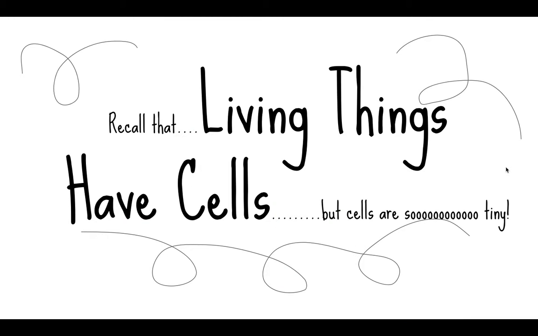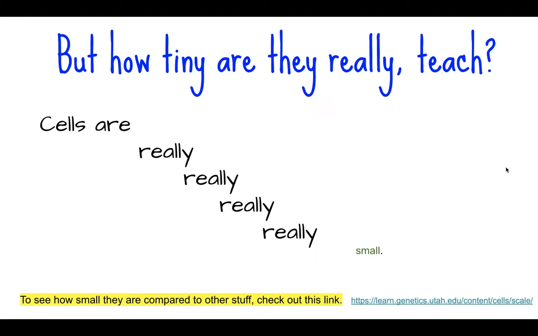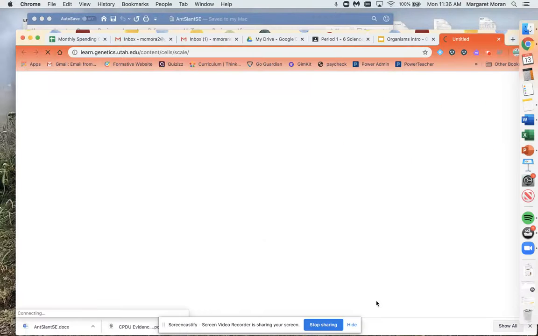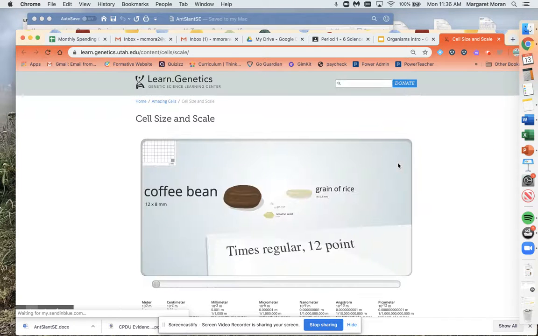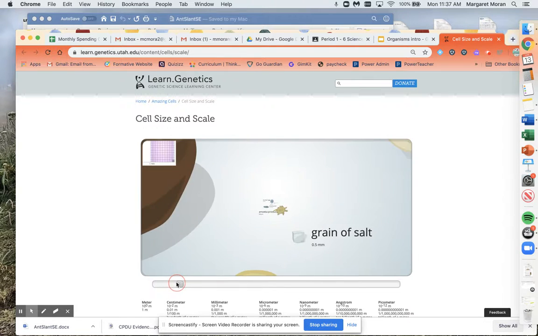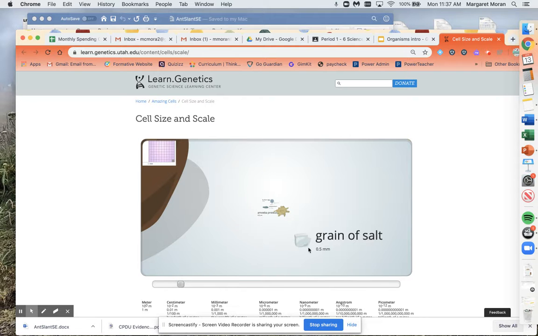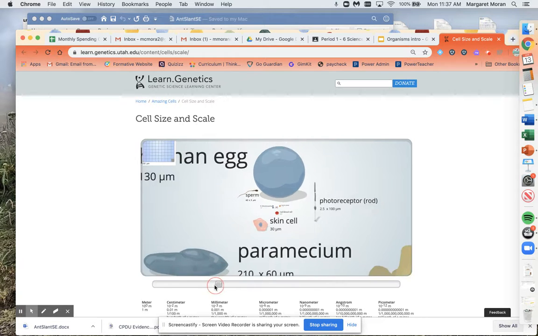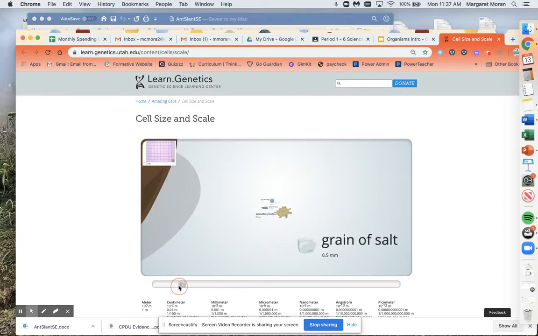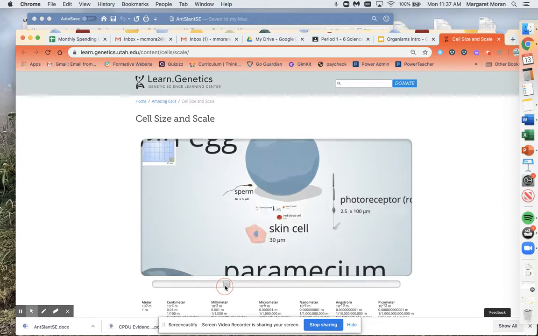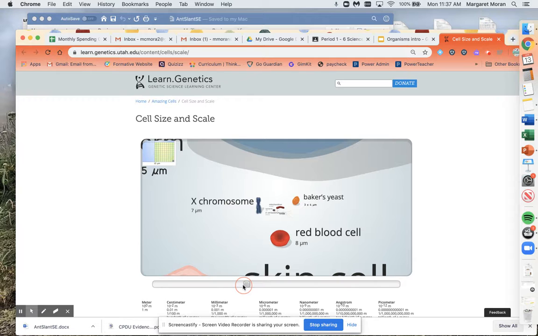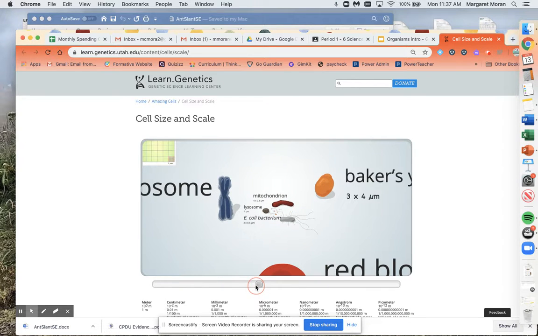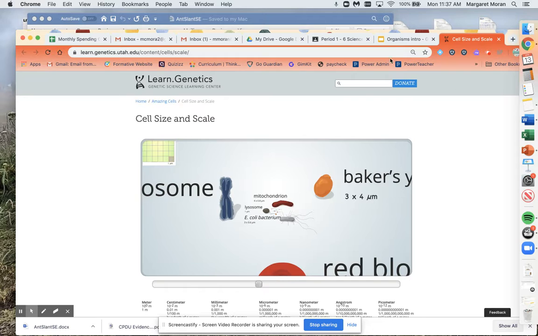So let's look at those cells. They are so tiny. And how tiny are they? If we look on here, you can see, okay, here's a coffee bean, but as I get smaller and smaller, a grain of salt, if you guys can imagine how big that is. Then we get to our skin cells, and compared to a grain of salt, so much smaller. Blood cells are even smaller than that. And you guys could still keep going if you wanted, all the way down to bacteria and all of that stuff.